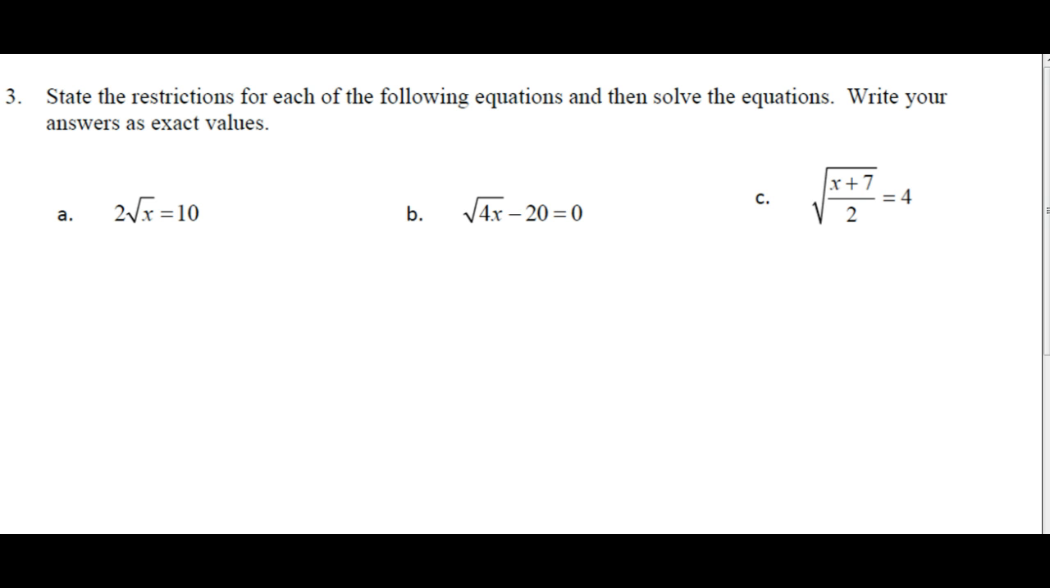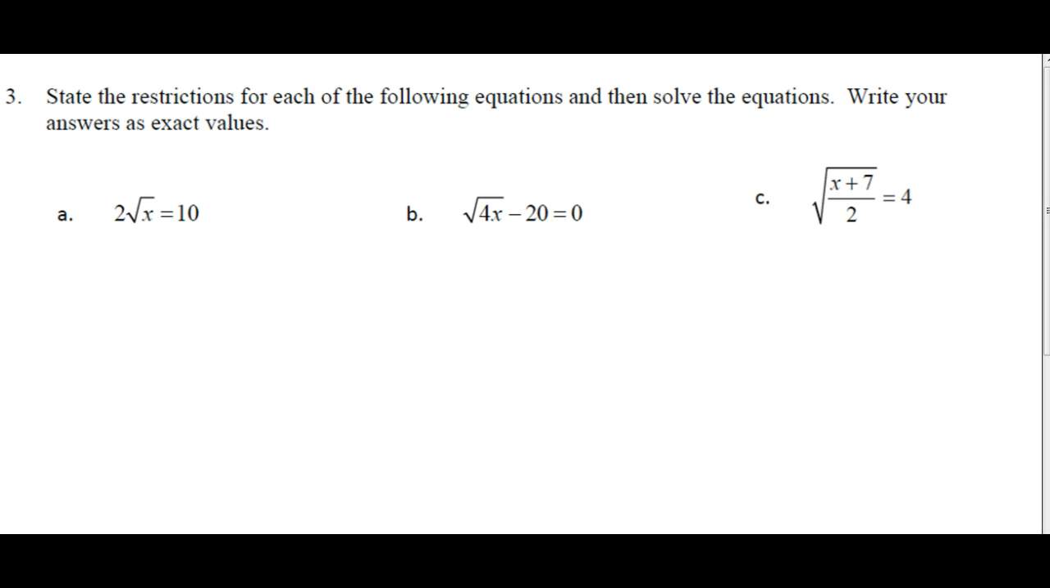We isolate the radical, so here's the whole key. We're going to isolate the radical, get it by itself, then square both sides, and then solve. But sometimes the act of squaring both sides introduces solutions that aren't really a solution to the original. So we have to do two things. We need to be aware of restrictions so that we can eliminate some answers based on restrictions. And we also need to verify our solutions because sometimes we get a solution that isn't really a solution. It's called an extraneous root.